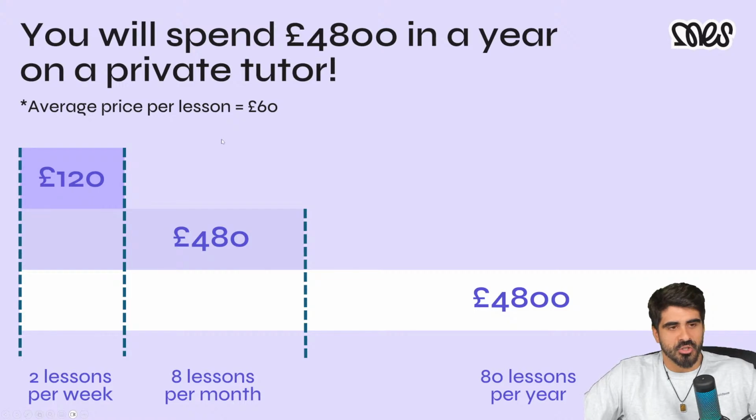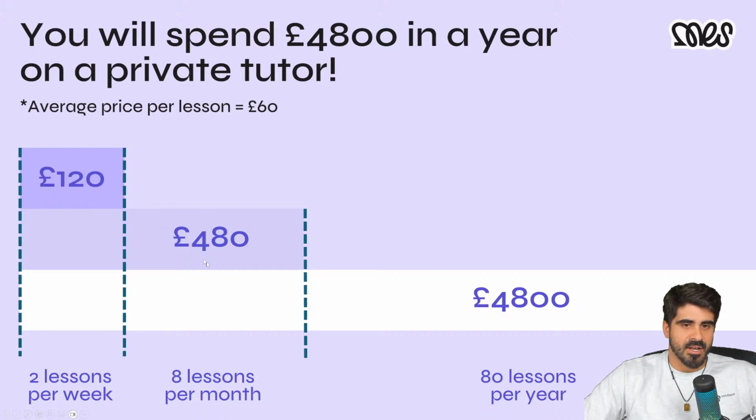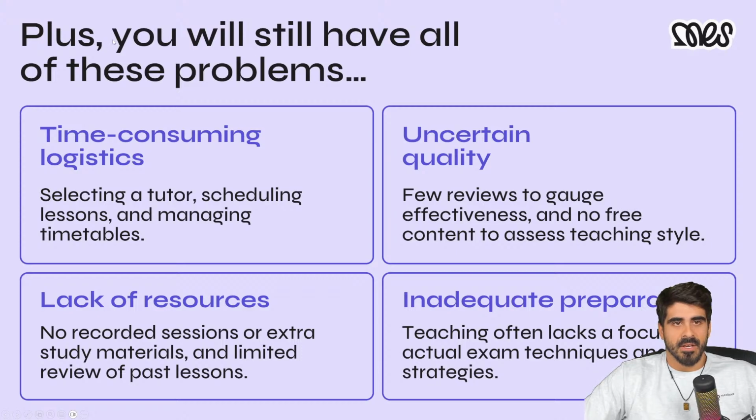So with a one-to-one tutor, guys, 2 lessons a week, you're spending about £120 per week, which is £480 for 8 lessons per month, which works out to about nearly £5,000 per year. Yeah, so guys, that's a lot of money if you want one-to-one tutoring. Now, it also comes with these issues. Time-consuming logistics. You have to find a tutor, right? Like Svanik's just put in there. I think it might be that one. I'm not sure.